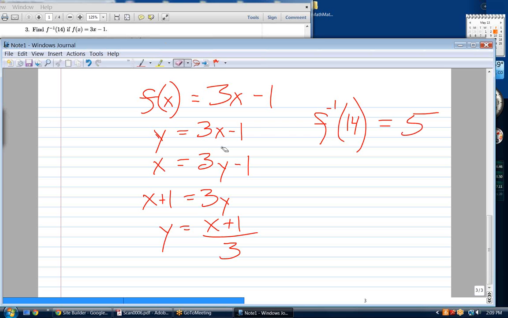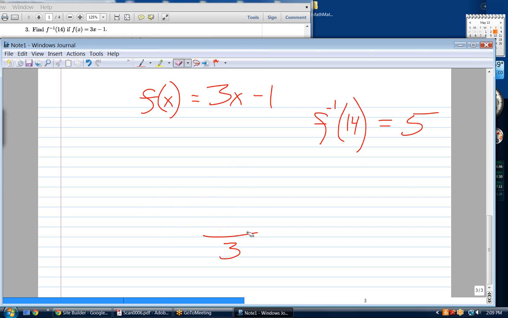Now, let me show you something that will come in handy when you go to take calculus, and that's how to solve this the easy way. If f inverse of 14 equals 5, then I know that f of 5 equals 14. Oh, that is helpful. There's my answer immediately.